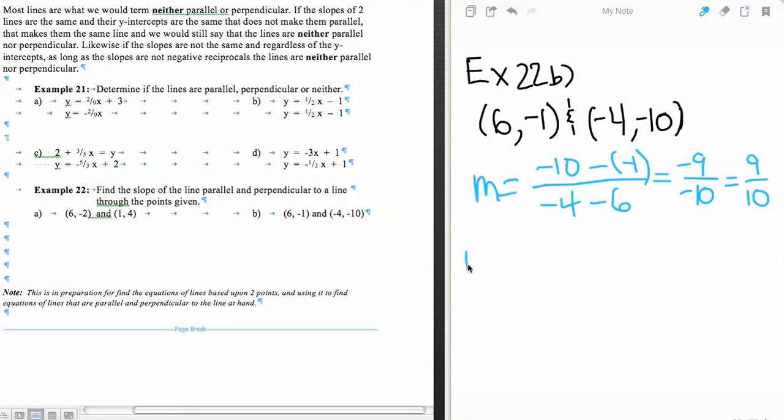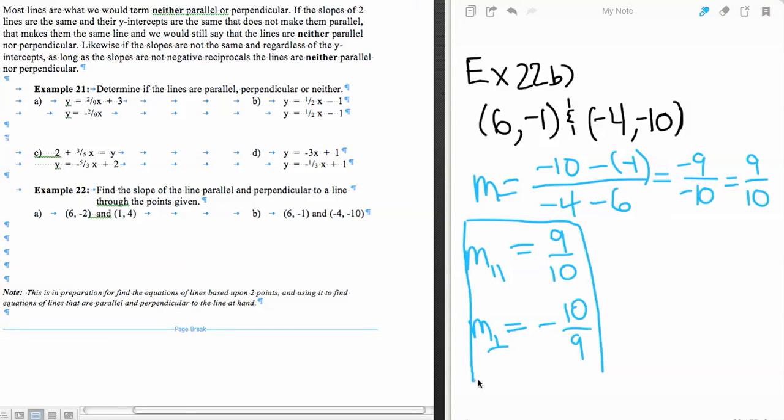And then we'll want to go for parallel and perpendicular slopes. Parallel slopes, those are exactly the same, and perpendicular slopes are negative reciprocals. So our slope is a positive slope, so the negative reciprocal is a negative, right? Positive, its opposite is a negative. And then 9/10, we flip that over and it becomes 10 over 9. So there are parallel and perpendicular slopes.